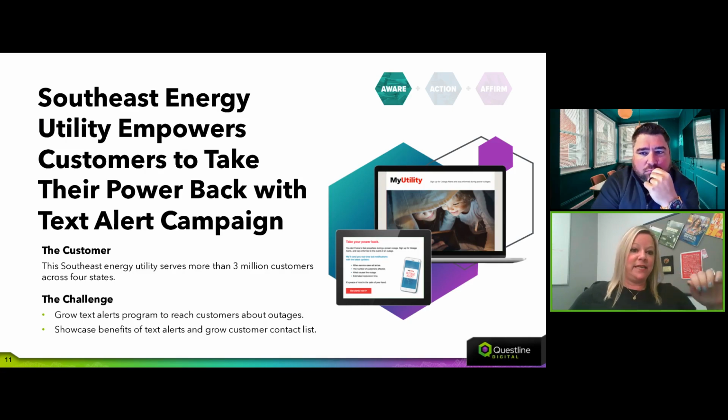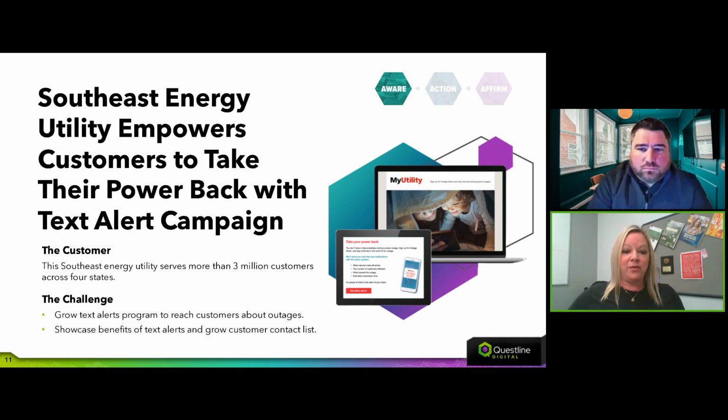So here is a case study that I wanted to share with you. Questline Digital enabled customers to take their power back. This powerful creative campaign was designed to inspire customers to sign up to receive text alerts and not feel powerless during an outage. The target was customers who were not currently enrolled in text alerts, with a clear call to action to drive customers to My Account and sign up for real-time notifications. At the same time, this program promoted other digital tools that we just spoke about, such as Outage Center and EE programs. The results: the simple yet effective campaign connected with customers by speaking to the peace of mind they could give themselves. The success was a 26% open rate and over 7,800 clicks to sign up for outage text alerts.